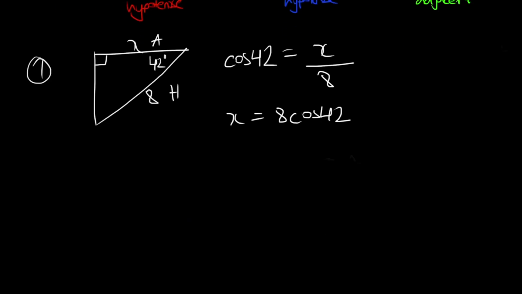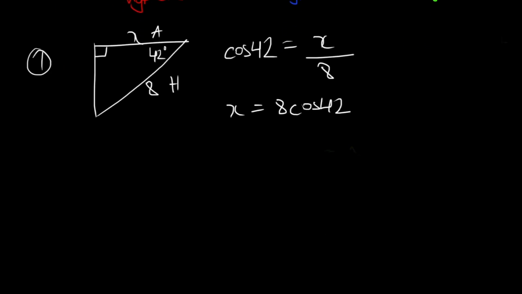Now what I need to do is put this into my calculator, and I'll get the answer for x. The way that I do that is I type in 8, then cos. On the Casio FX calculators, the cos button is in the third row of buttons, and it's the second one from the right.